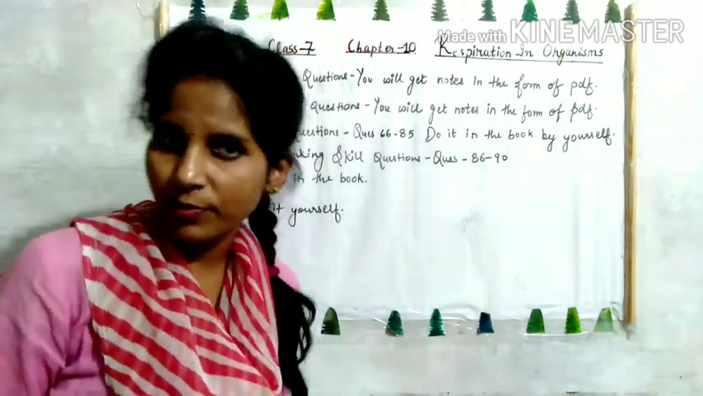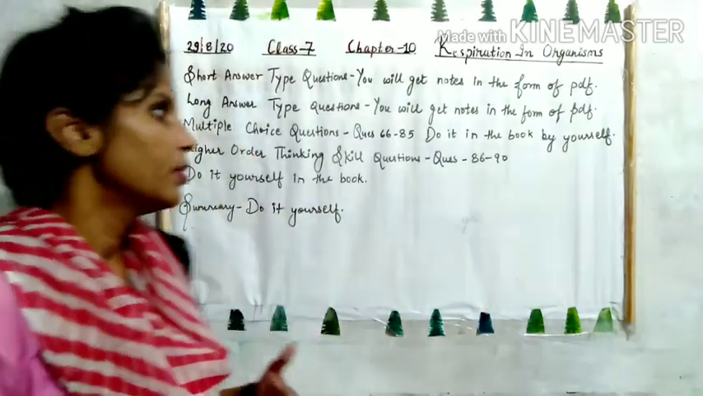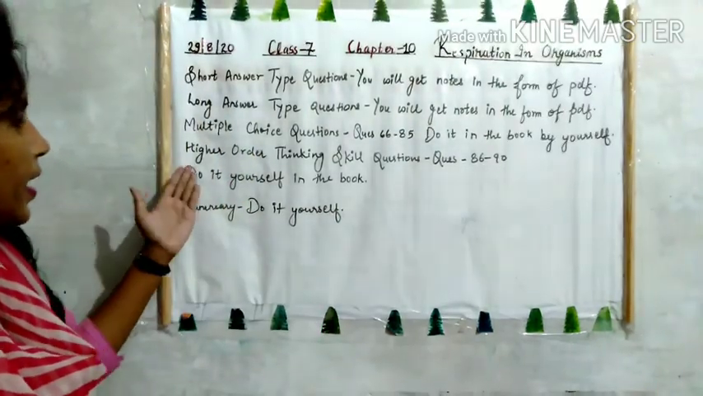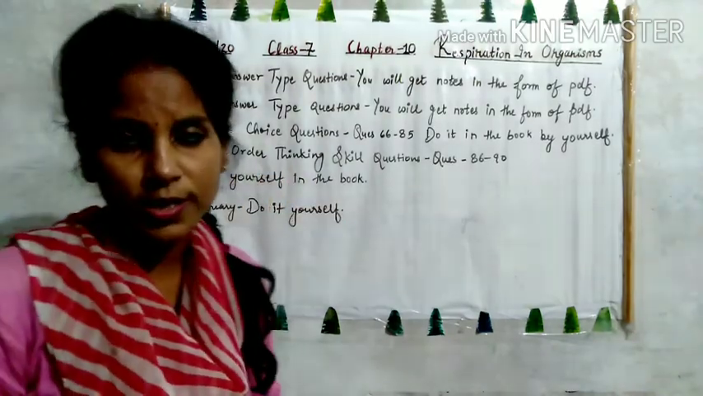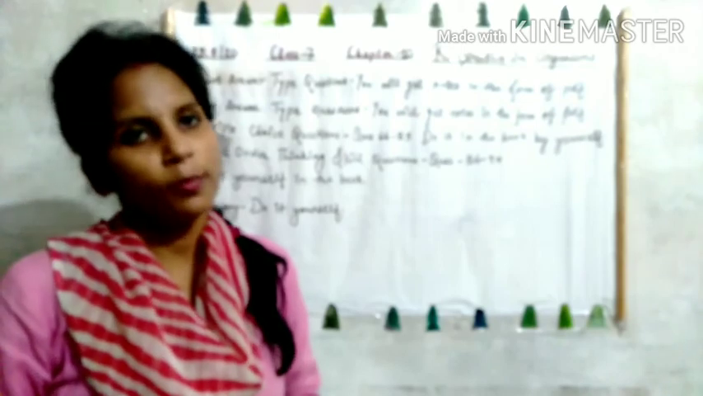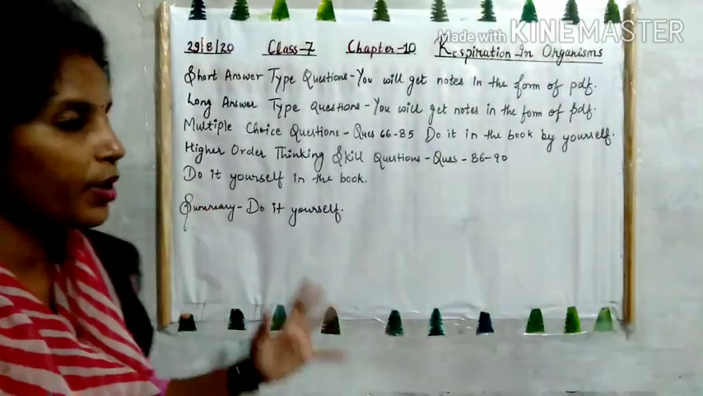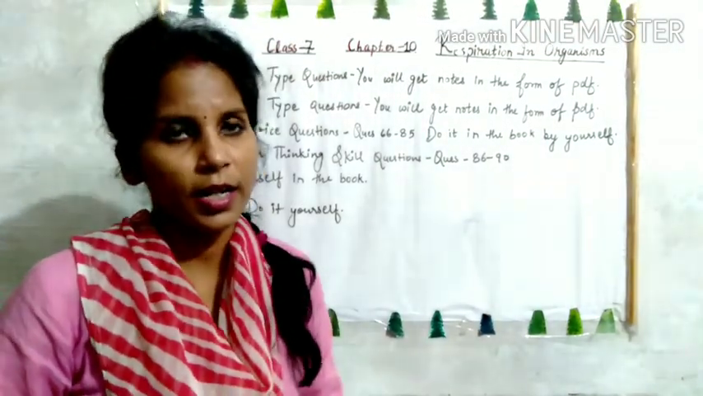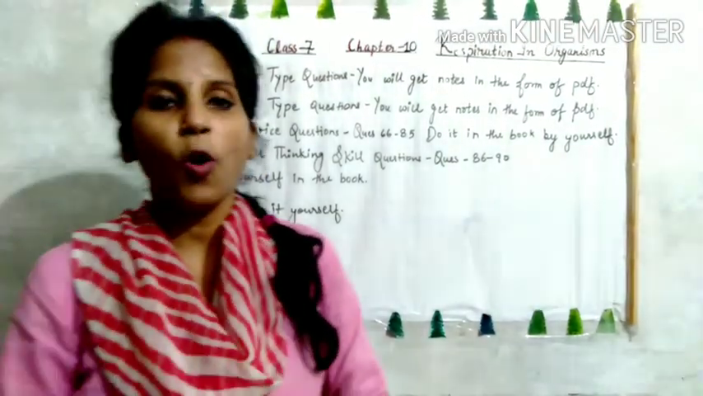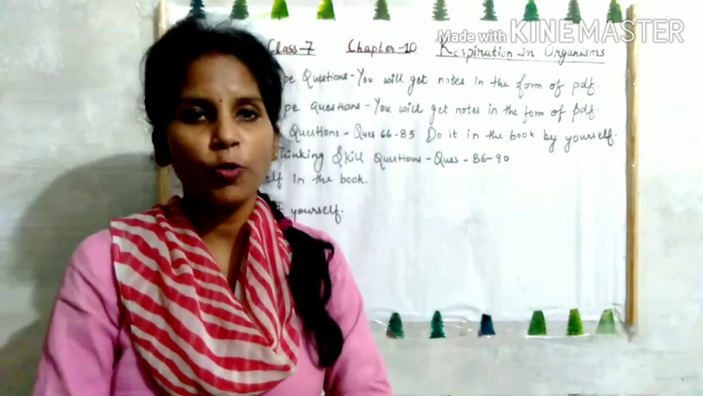The answer keys are also given along with them. If you have any doubt you can tally it with them. Then higher order thinking skill questions are from 86 to 90, that also you have to do in the book itself. Okay, and at last you have to do the summary, which you have to do by yourself. So that was all about today. So I hope you have understood it well how to do.